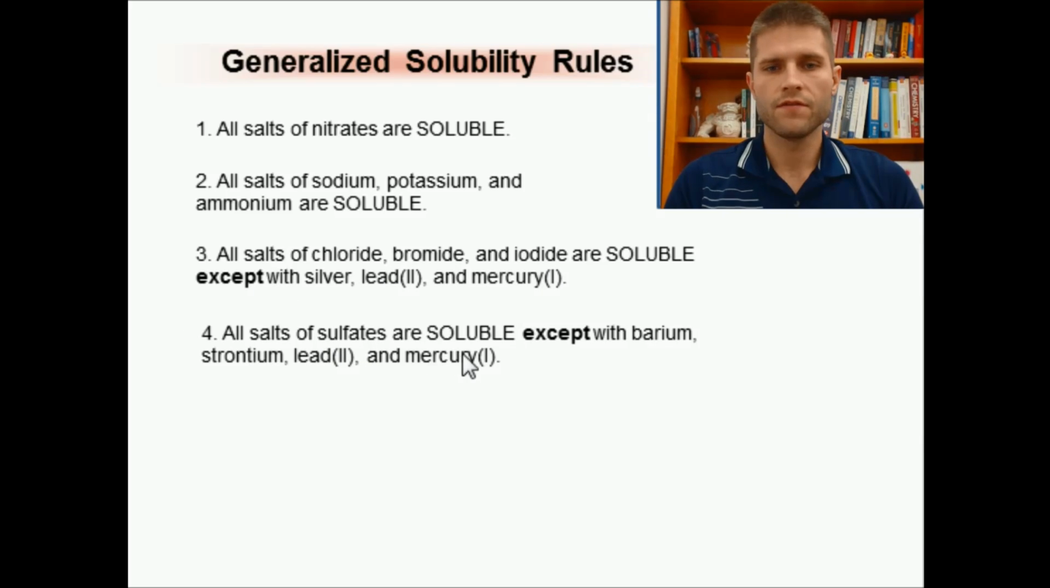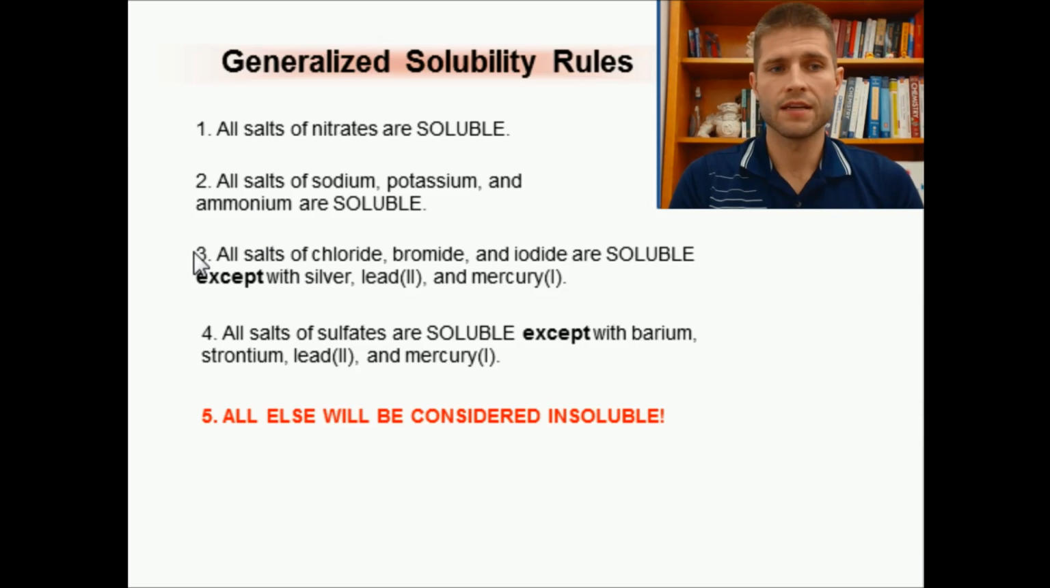All salts of sulfates are soluble, so anything with a sulfate is going to fall apart and be aqueous except for barium, strontium, lead 2, and mercury 1. You can see that lead 2 and mercury 1 are found in both of these. They tend to form precipitates when they're in a solution. And then the last one, anything else for this class is going to be considered insoluble. This insoluble means that it's going to become a precipitate. So if it's not one of these 4, it's going to be solid at the end of the reaction.